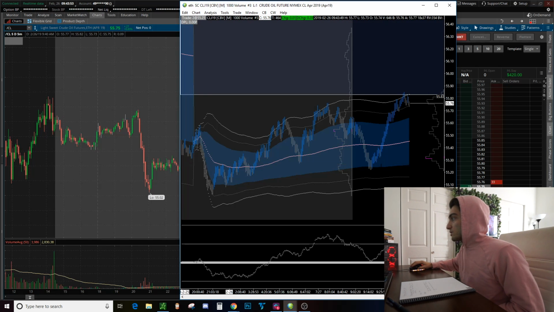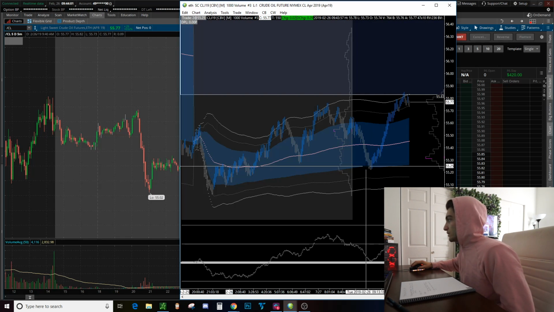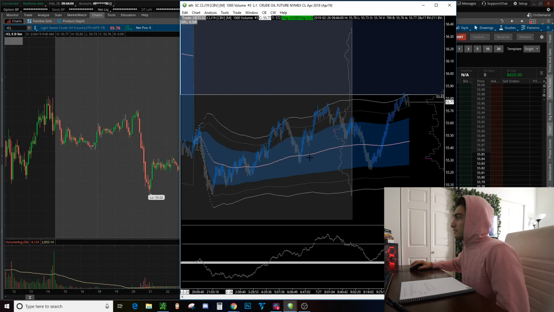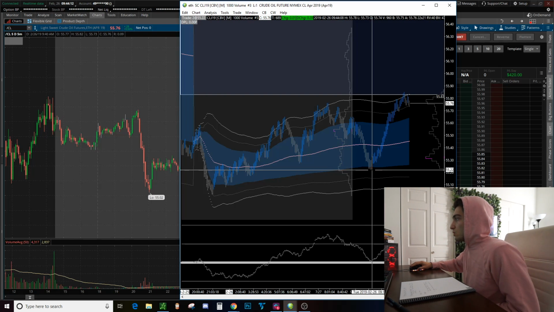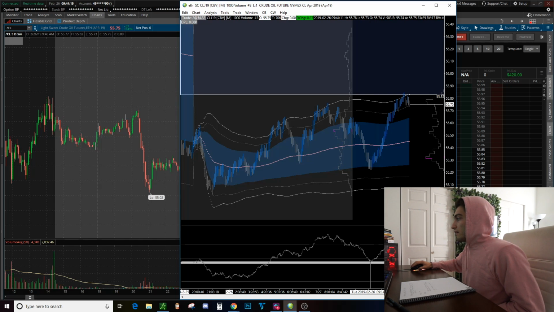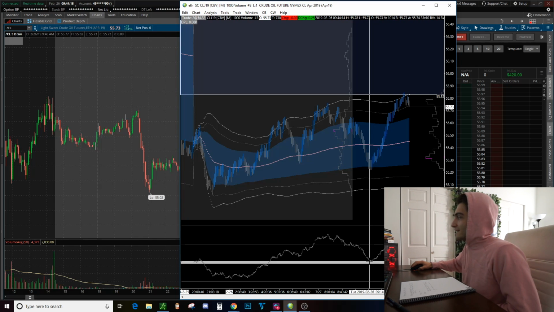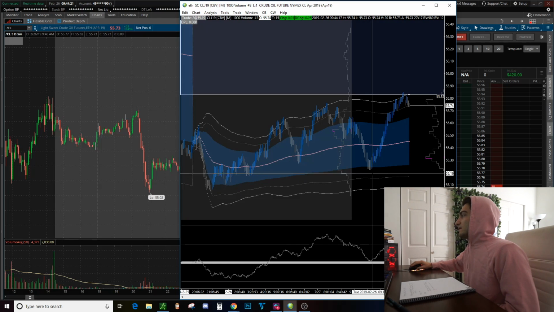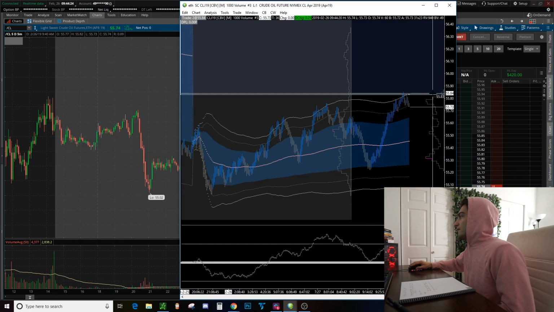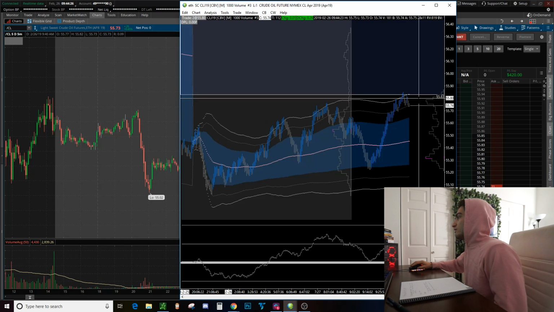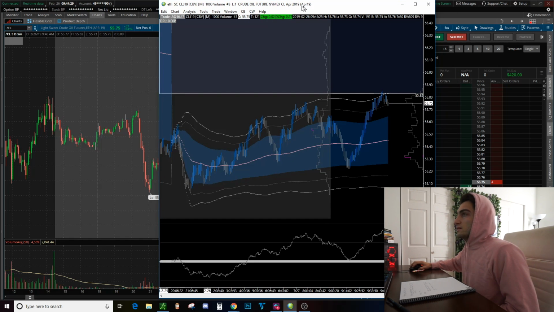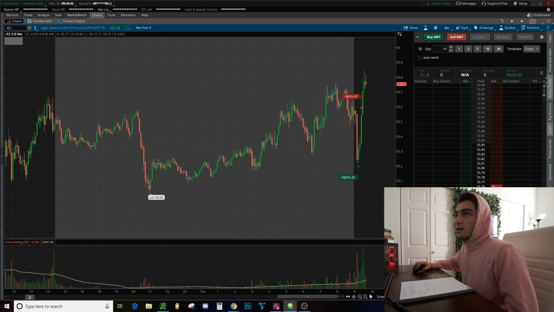So the long I took was right here. Now you can kind of see why I took it. It came down to this developing value area. This calculates value in real time, this shaded area, and it got back down to the low of this shaded area. The order flow was neutralized, we call it, and we got a sick bounce right back to this 55.83 previous value area.